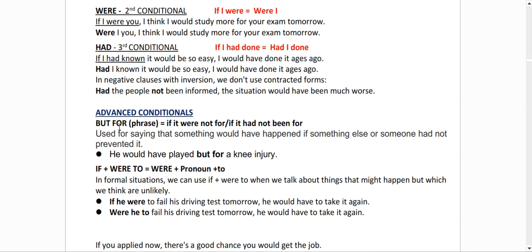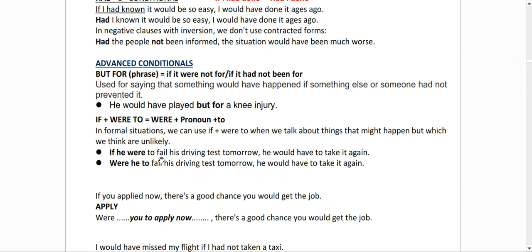But for is a very useful phrase that we use as an inverted conditional. But for means if it were not for or if it had not been for. Example here: we would have played but for a knee injury. But for means we would have played if it had not been for a knee injury. Then we move on to the next one.